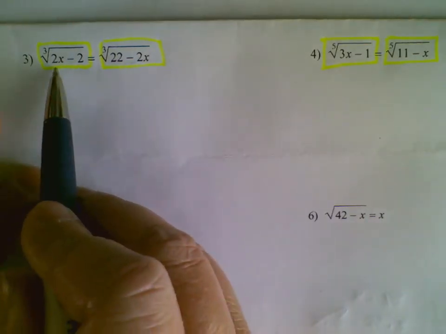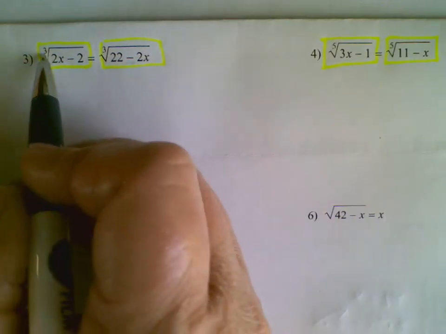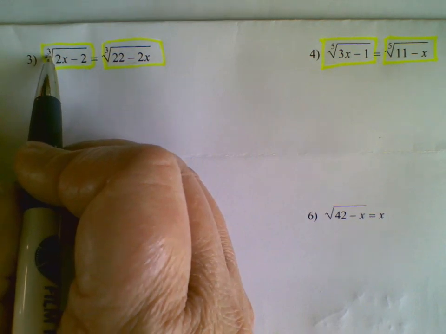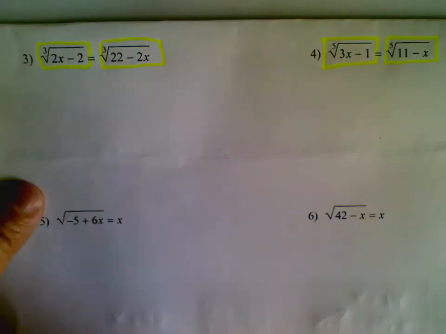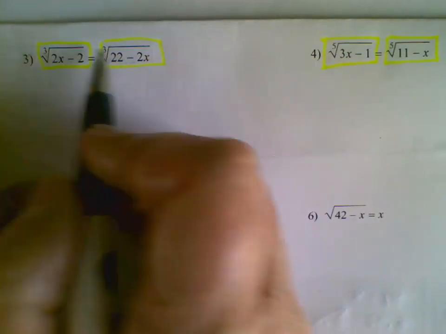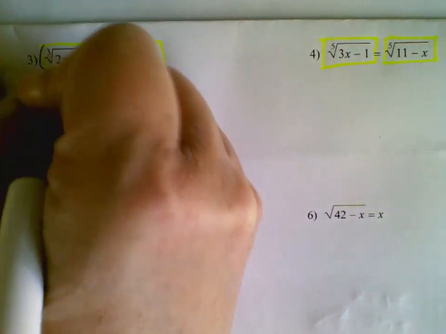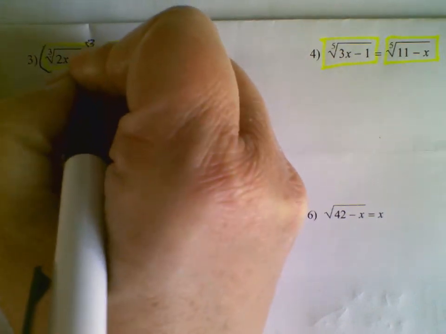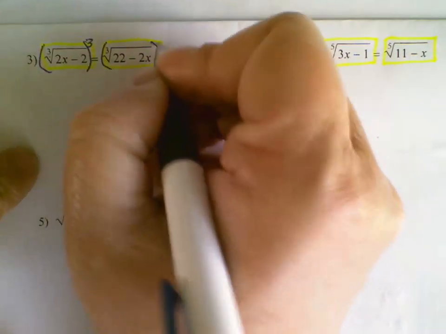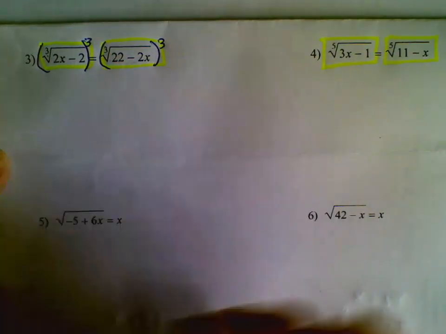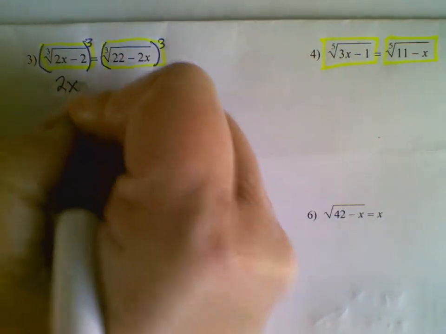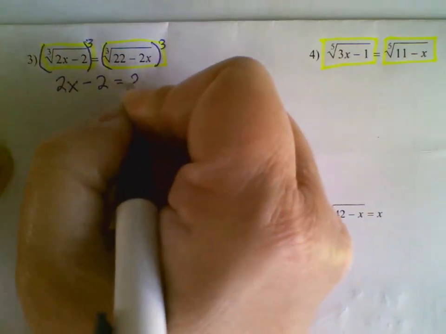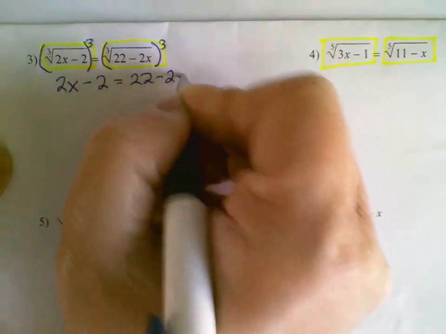Now you do have to check and make sure that the radical on the left side and the radical on the right side have the same number here. So this is a cube root, this is a cube root. If this were a cube root and this was a square root, it would not work. So we have a 3 and a 3, we're fine. So we're going to do the same thing to both sides of the equation. We're going to raise both sides to the cube, so that gets rid of the cube root, and we get a much simpler equation. 2x minus 2 equals 22 minus 2x. We'll come back to that in a second.